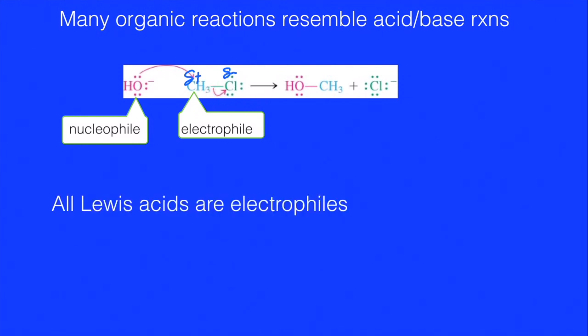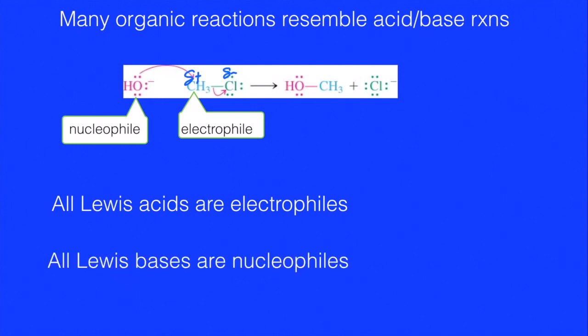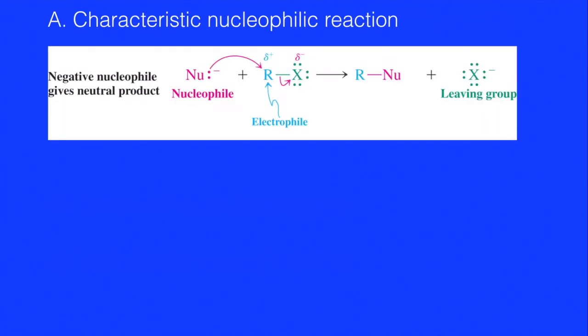So really, what we can say is that all Lewis acids are electrophiles. All right, so all Lewis acids are electrophiles. They're really deficient in electrons. And all Lewis bases are nucleophiles. So these guys have lots of electrons, and they're really looking for something that's more positively charged to share them with. All right, so this is electrophiles and nucleophiles.